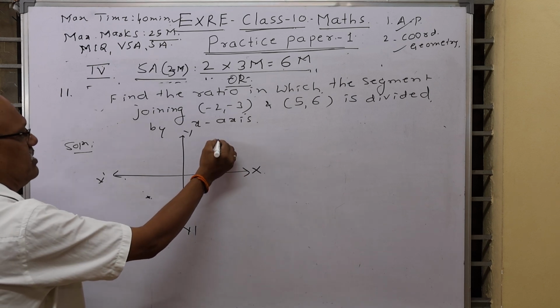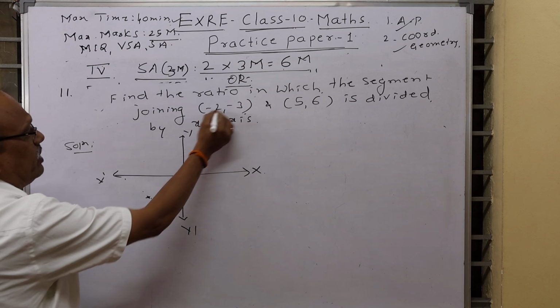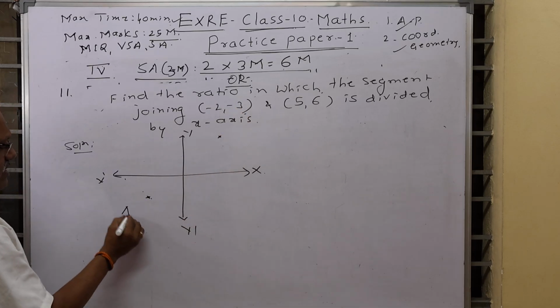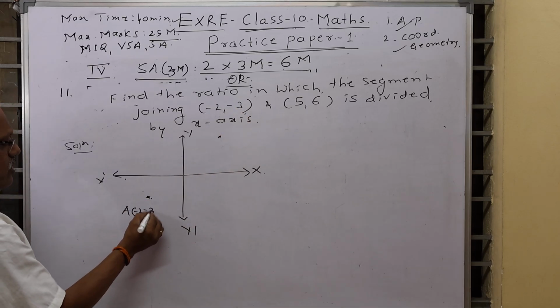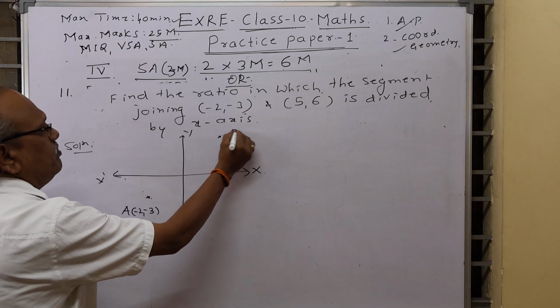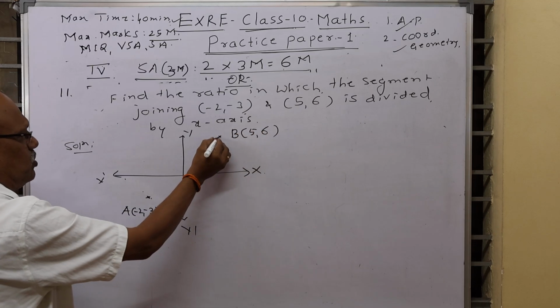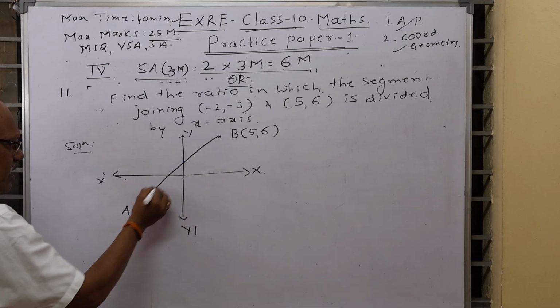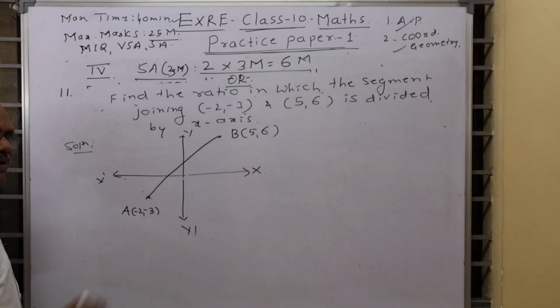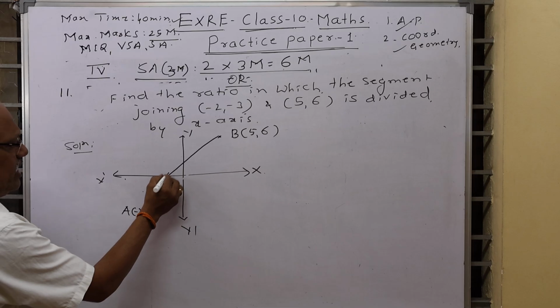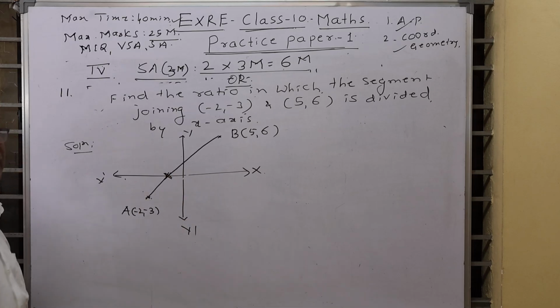And you have 5, 6 in the first quadrant, because both the signs are positive. Therefore, you can take this A as minus 2, minus 3 in the third quadrant, because both the negative signs are there. And this B is 5, 6. Let me take it in the first quadrant. If I join it, both the x and y axes will cut it. But what are you asked to find out? You are asked to find out the ratio in which the x-axis cuts.